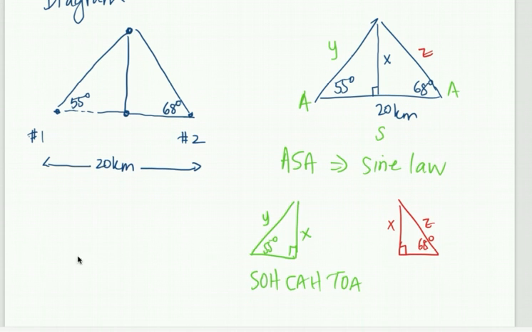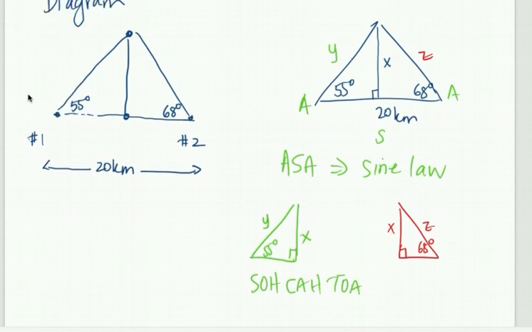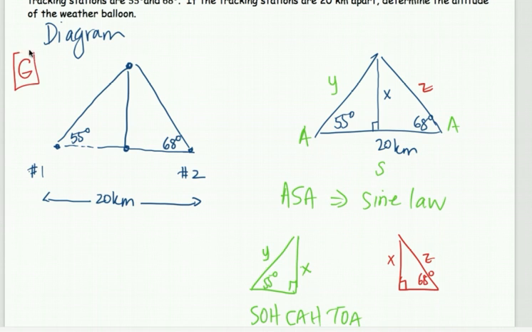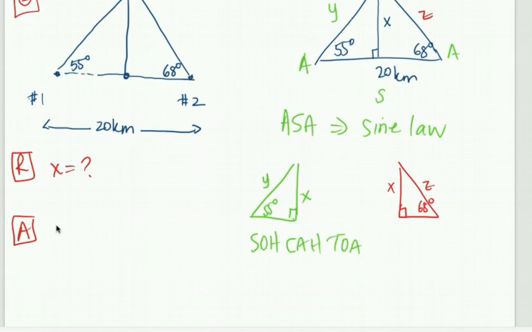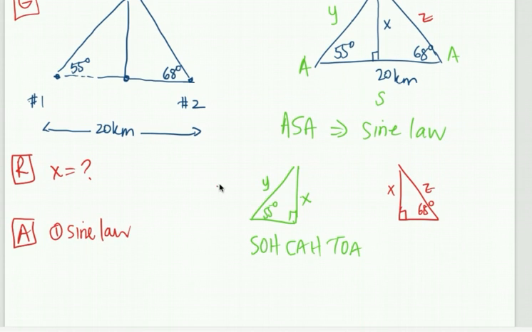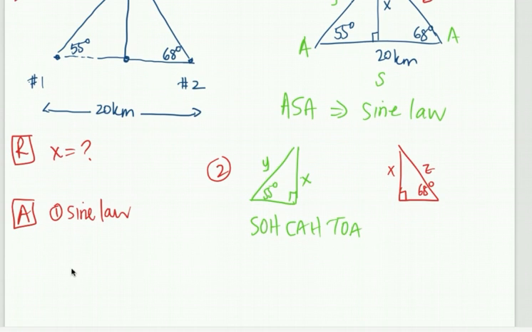So first, this is given. The thing that's required is x. We're trying to find the altitude. Okay, and our plan here is I'm going to use the sine law first, and then I'm going to use SOHCAHTOA next. Okay, so in order to use the sine law, I need to label my triangle appropriately.